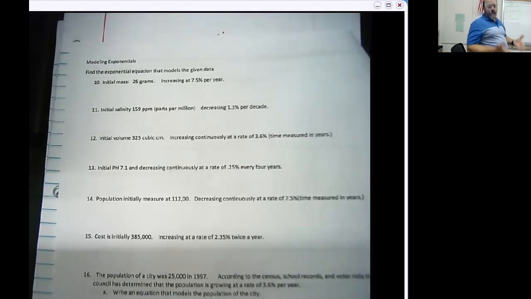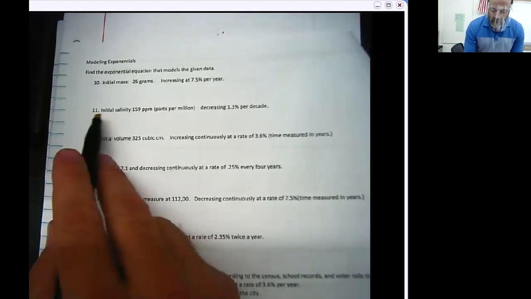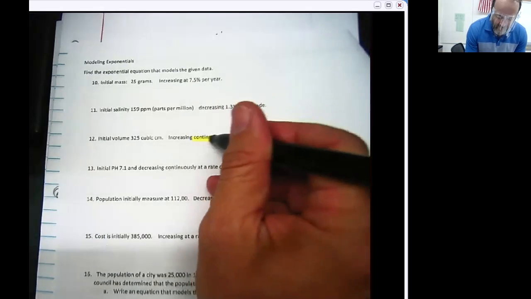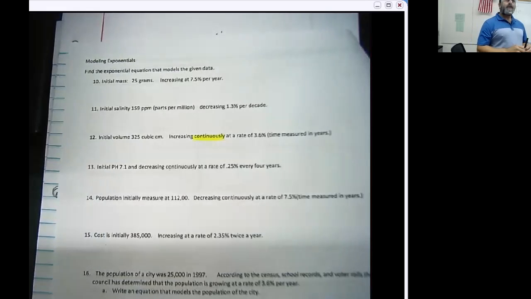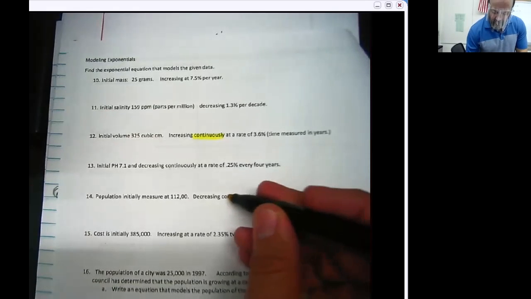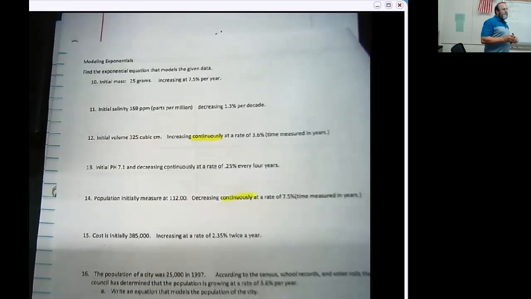So what you're going to do today is you're going to come into here and go through those. But I didn't do 2 for 1. Notice in number 12, there's a word that you want to watch for. Do you notice number 12 has the word continuous? So you're not going to use 1 plus r over n to the nt power. You're going to use the e one, right? Yep. Is there any of these others that you will use that? 14 is definitely going to be there, but it says decreasing. So what kind of r value are you going to have?